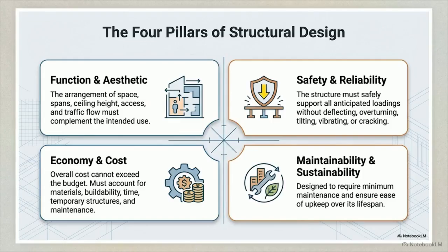Achieving this downward transfer requires constant negotiation. Engineers balance four competing pillars: the function of the space, the safety of the load transfer, strict economy, and long-term maintainability. Over-index on one, and the building becomes too expensive to construct or entirely unsafe to occupy.